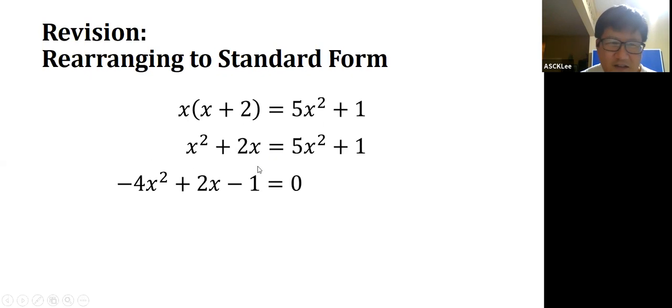So you have your standard form here. It's neat, it's orderly: x squared term followed by x term followed by your constant equals 0. It's nice. So this is your standard form. A is minus 4, B is 2, and C is minus 1.